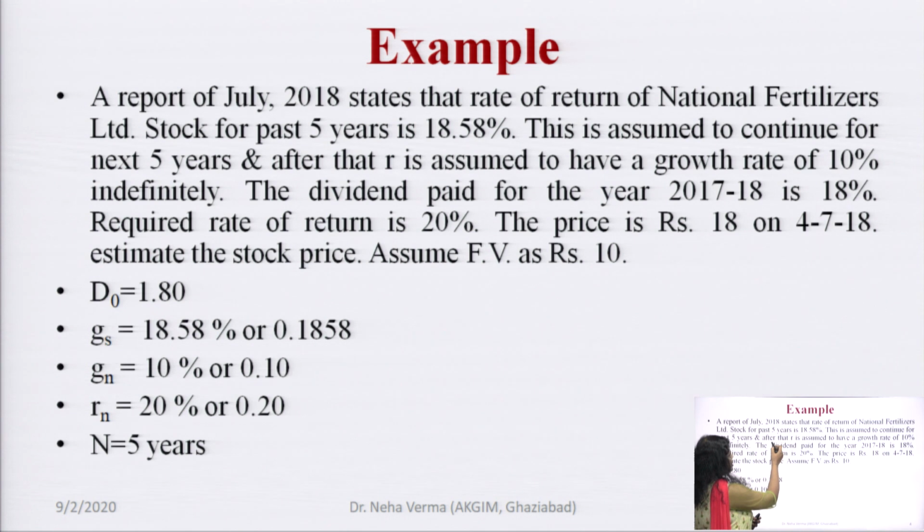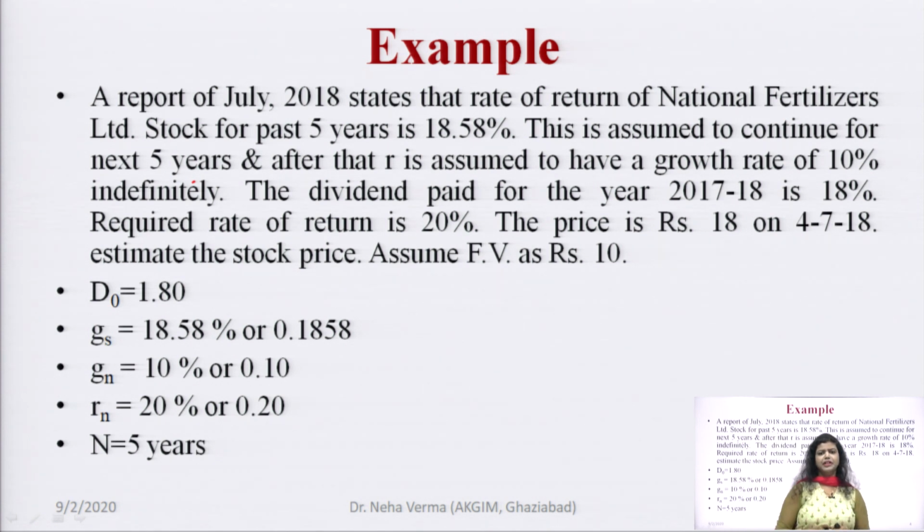So, with the help of this statement, we can easily make out that this is a question of the two-stage model, wherein in the first stage it is assumed that the growth will continue for the first 5 years, and in the next indefinite period the growth rate will be 10%. Then the dividend paid for the year 17-18 is 18%. This is the current dividend given for the current year, and the dividend is 18%. Then the required rate of return is 20%, and the price is 18 on 4/7/18. Estimate the stock price and assume the face value of rupees 10.